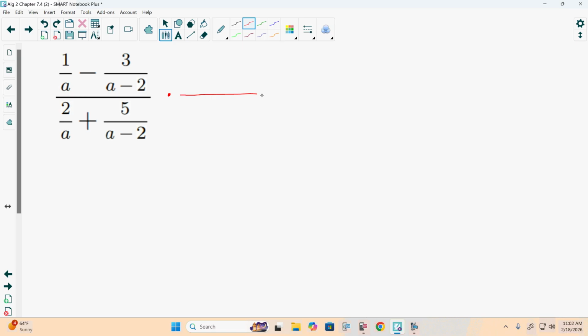So what's one of the things we can multiply everything by? A. Because by multiplying a, it is going to simplify this 1 over a and 2 over a. The a on bottom of those will simplify out. Since a only shows up 1 time in each of those 2 fractions, we only need it once. Anything else? A minus 2.